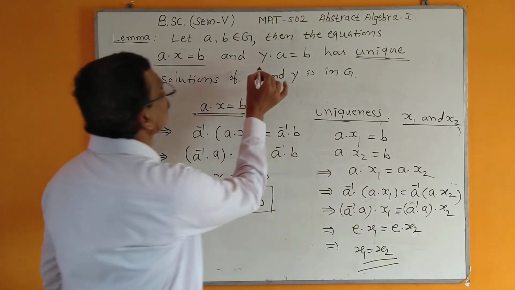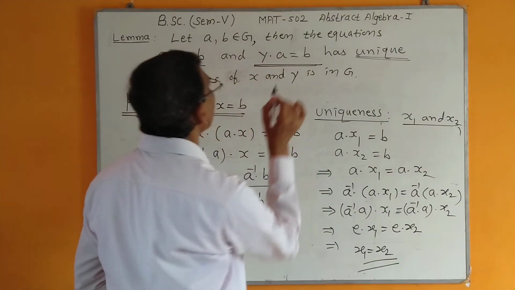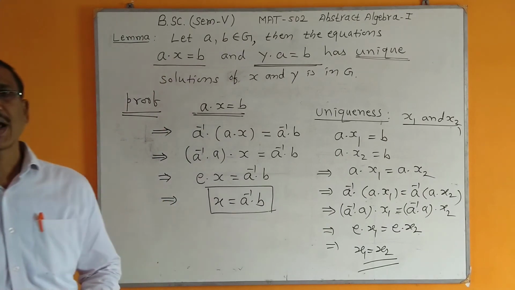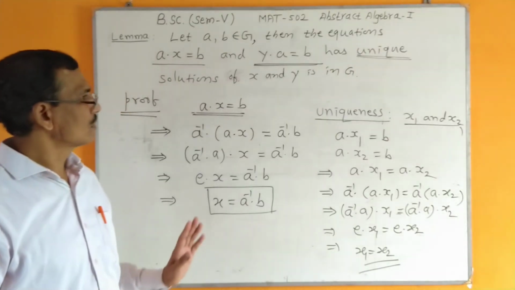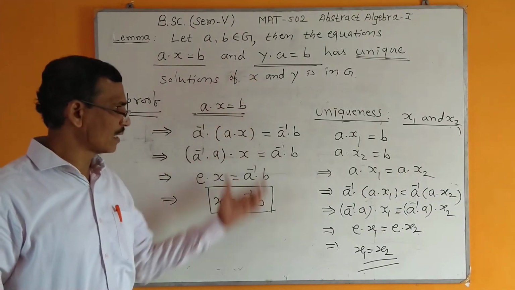Similarly, we can prove the equation Y dot A is equal to B also has a unique solution for Y in G. Now you can try this by a similar method.